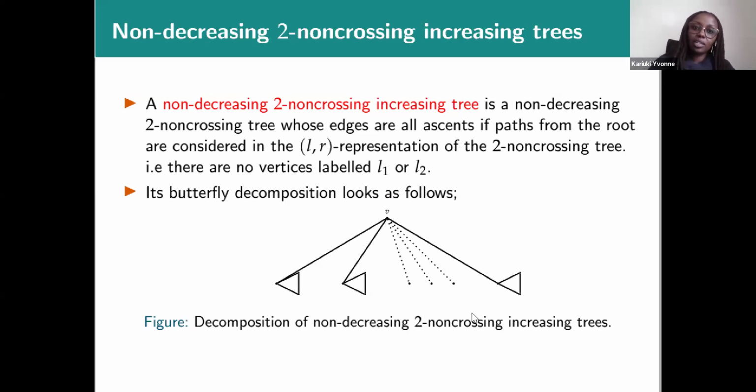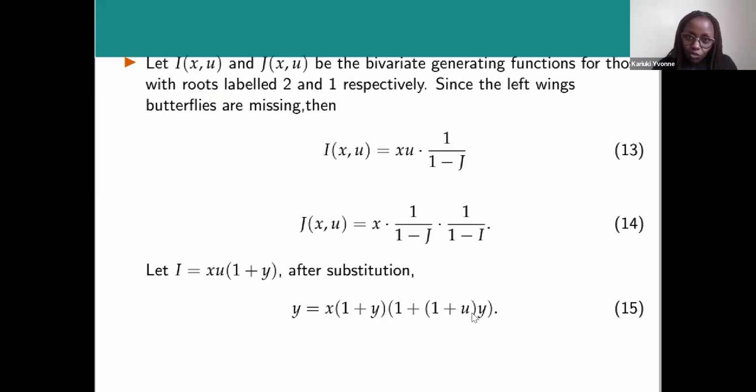And I went ahead and followed the same approach to perform their enumeration. Now, the same approach, but instead of using C and D just to differentiate, this time I used I and J, but the manipulation and the calculation is more or less the same. But since we only have one wing, the right one, we are not going to have squared here. And here, as you can see, we only have one variable instead of two.